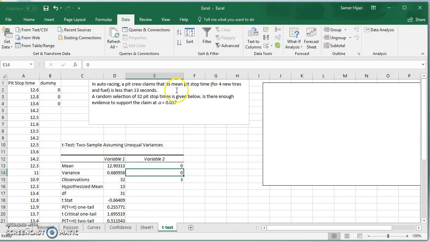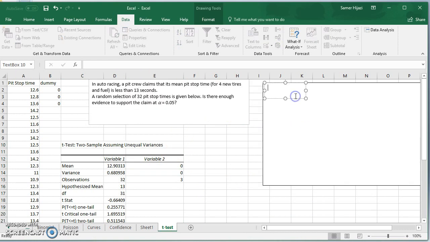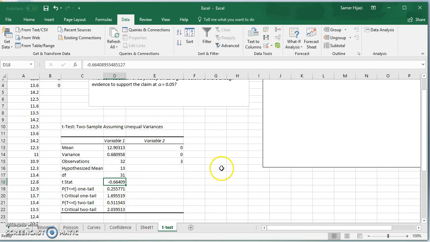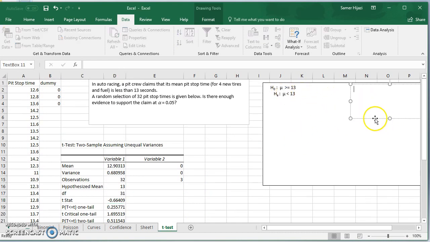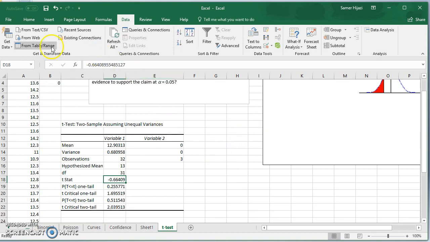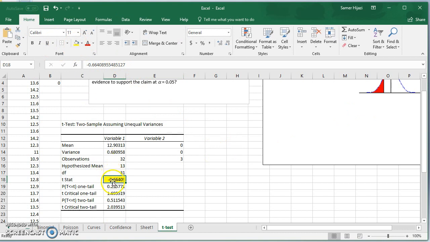Now, the claim is less than 13, which means the mean less than 13 will go in the alternative hypothesis, similar to the previous video, and the null will be greater than or equal to 13. Here, we know that since it's less than 13, that means we have a left tail test. So we're going to look at the t-stat and the t-critical one, or we can look at the p-value and compare it to alpha.